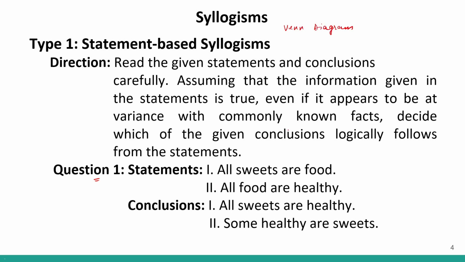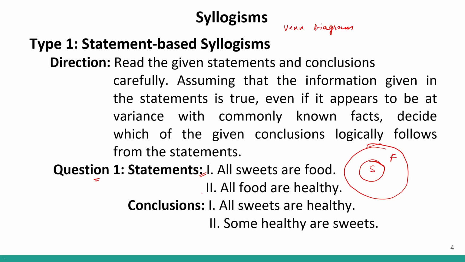So, based on these statements, we will draw a Venn diagram, and based on the Venn diagram, we have to answer whether the conclusions are true or not. Correct? So, the first statement is all sweets are food. That means if this is my sweet, this will be my food, because all sweets are part of food.